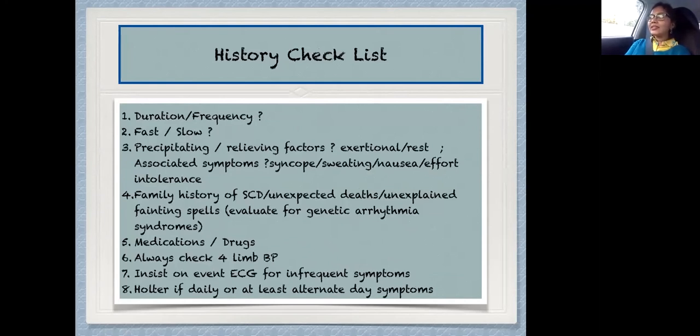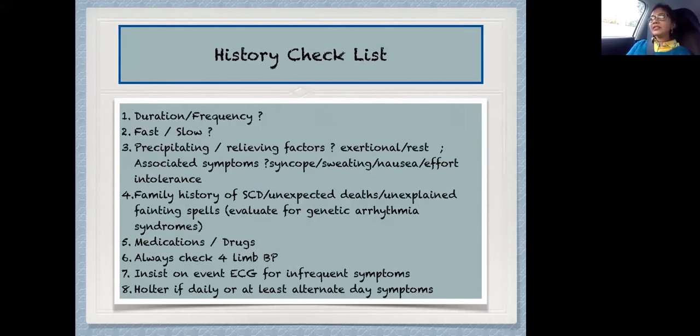Once you do the checklist and you pick up everything from the history, then the rest of the investigations and workup becomes easy. You have to ask about the duration and frequency. Was it fast or slow? What are the precipitating and relieving factors? Is it exertional or is it at rest? Are there any associated symptoms like syncope, sweating, or other cardiac symptoms? Family history of sudden cardiac death. Again, this is very important. Medications, drugs, and always check forelimb BP. Insist on an event ECG. So that is important.